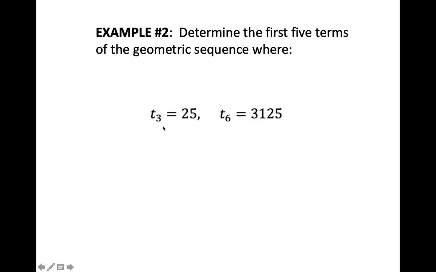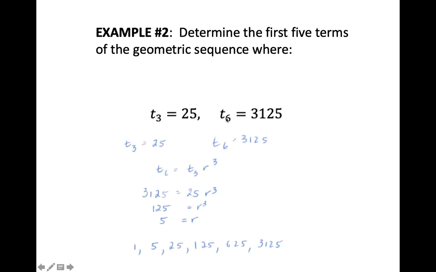Determine the first 5 terms where you know the third term and the sixth term. So again, we're going to use the very same kind of pattern. We know that the sixth term is equal to the third term times the ratio 3 times. Plug in your numbers, divide. You have r to the 3 equals 125, so your ratio is 5. Now, you would have to go backwards a little bit. If this is your third term, you're going to have to divide by 5 and then divide by 5. So you've got those 3, and then multiply by 5 going forward.